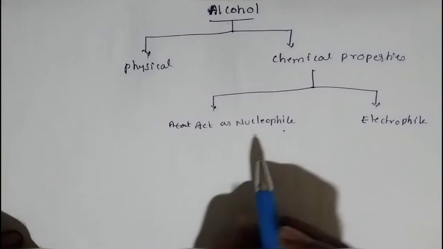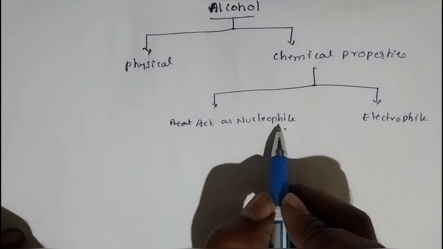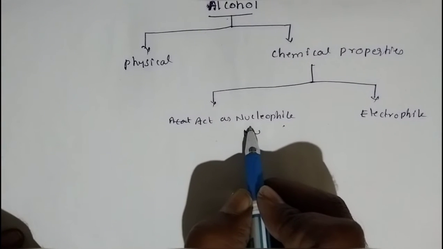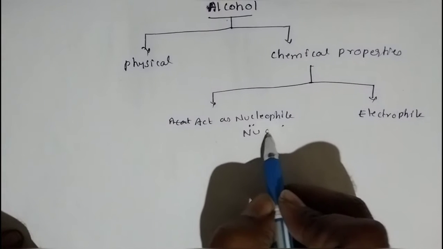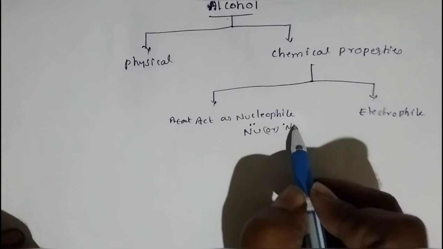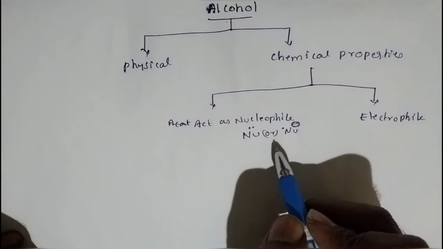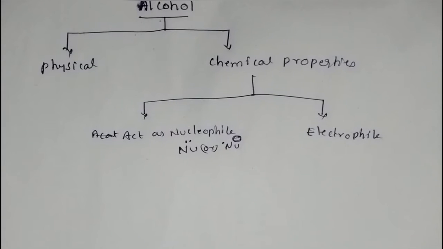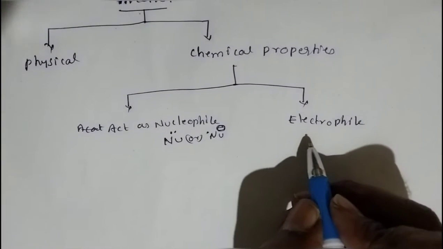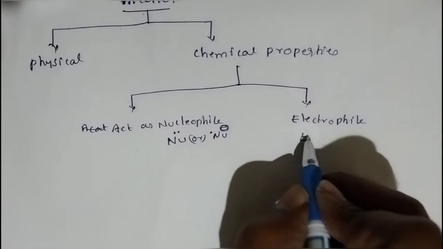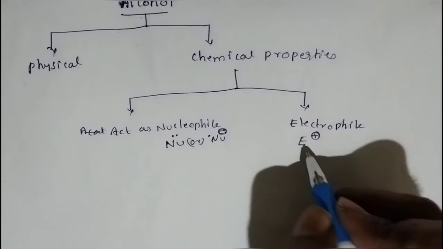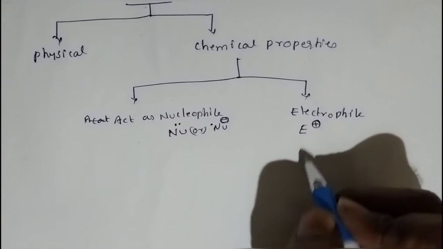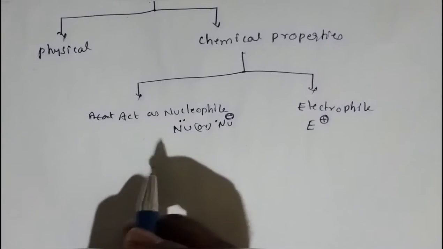How does alcohol act as a nucleophile? So what is nucleophile? Nucleophile means any atom which carries excess lone pair of electrons, or any atom which has negative charge. Any atom which has negative charge is known as nucleophile. Next, electrophile. Electrophile means the element which has positive charge, or electron deficient element. Electron deficient element is known as electrophile. Now, how does alcohol act as a nucleophile?